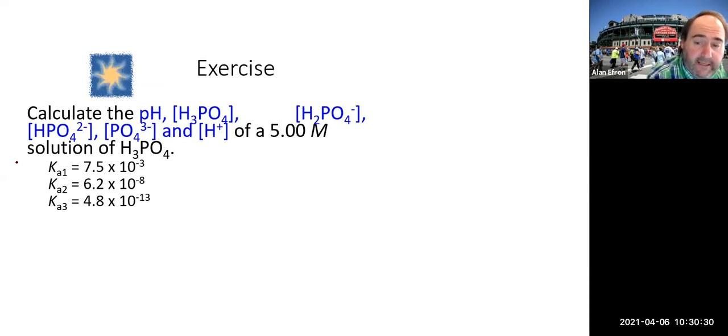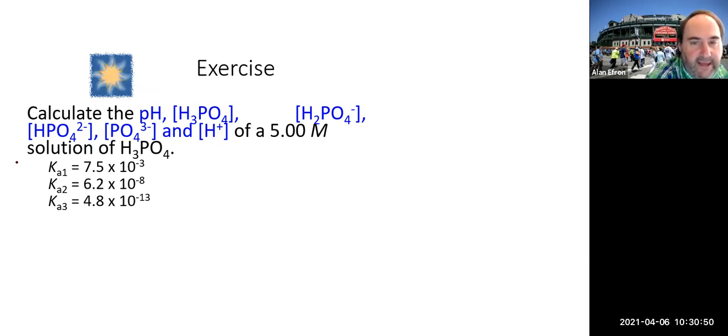And what is the pH of this solution? So we're going to start with a 5 molar solution of phosphoric acid, and pretty much we want to know everything. We want to know after every step what everybody's concentration is, what the pH of the solution is, and everything like that. So how would we go about doing that?